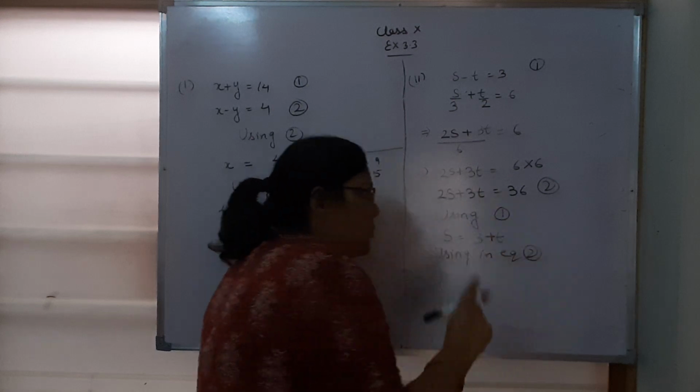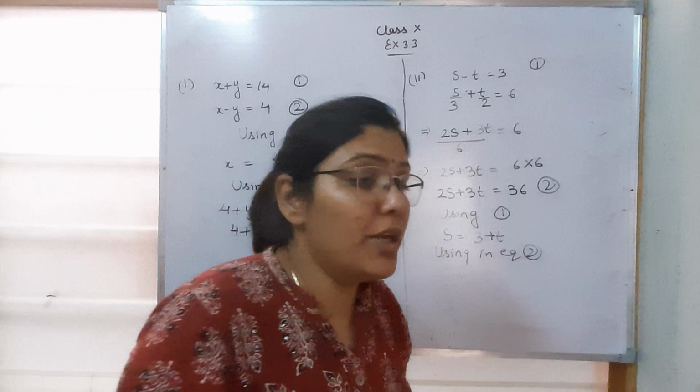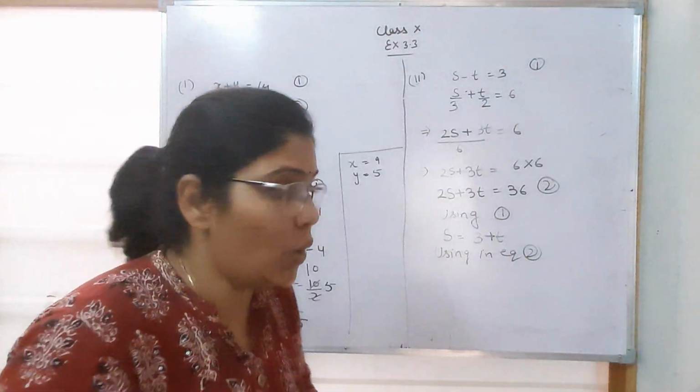Why are we using equation 2? Reason being, we have found the value from equation 1. So we'll be using this to find the other. We will be using the value of the variable in equation 2.